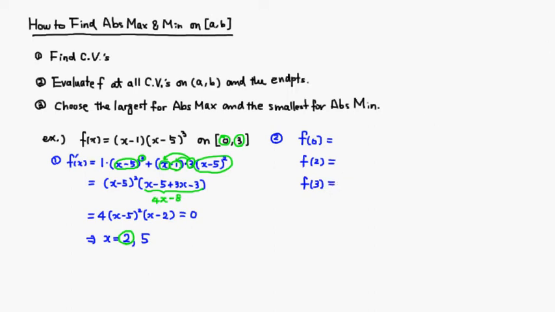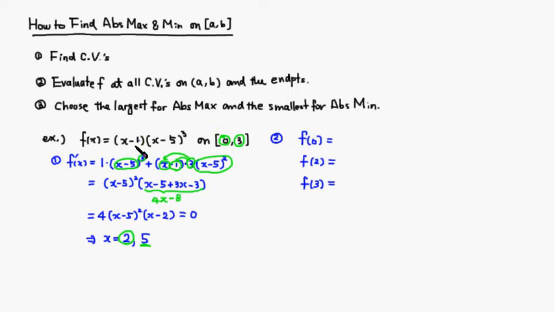And even though 5 is a critical number, 5 does not belong to this interval from 0 to 3, so we do not need to look at x equals 5. So those are the three values we have to come up with. So let's do that.